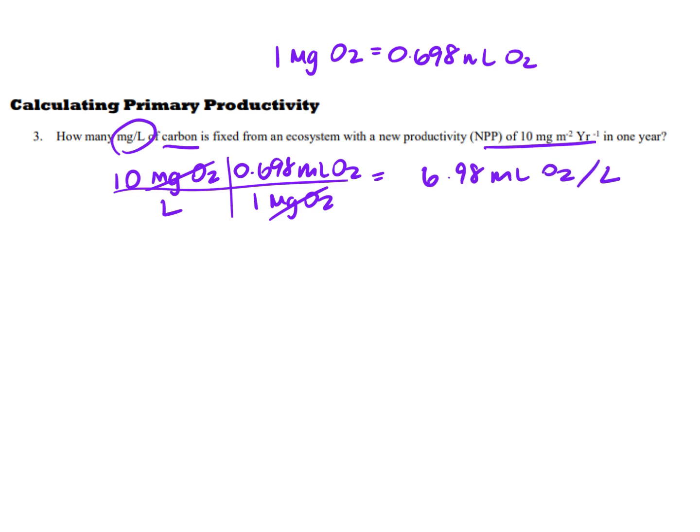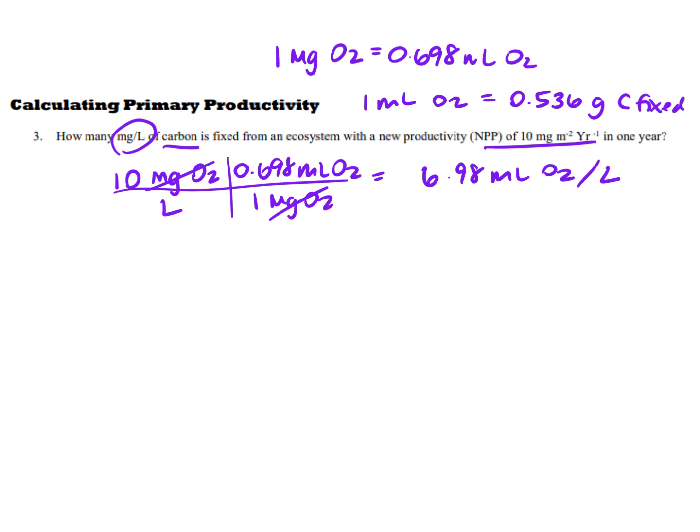That's how many milliliters of O2. Basically, I just converted it, like converting centimeters to inches or feet to miles or whatever that may be. The next equation that you're going to need is that 1 milliliter of O2 is equivalent to 0.536 grams of carbon fixed. So for every milliliter of O2 you produce 0.536 grams of carbon.